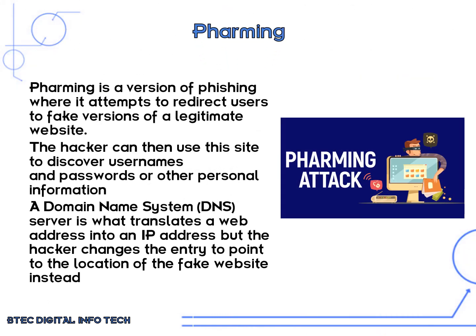Pharming is a version of phishing where it attempts to redirect users to fake versions of a legitimate website. In other words, this could be a link inside a phishing email. The hacker can use this site to discover usernames and passwords or other personal information. A domain name system server is what translates a web address into an IP address, but the hacker can change the entry to point to the location of the fake website instead.